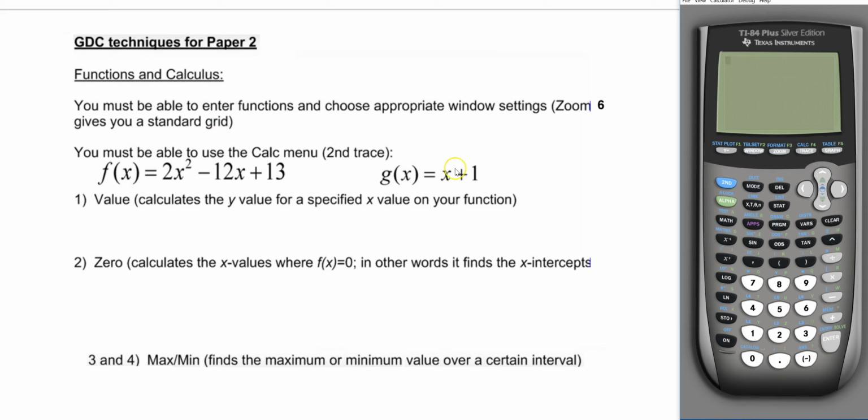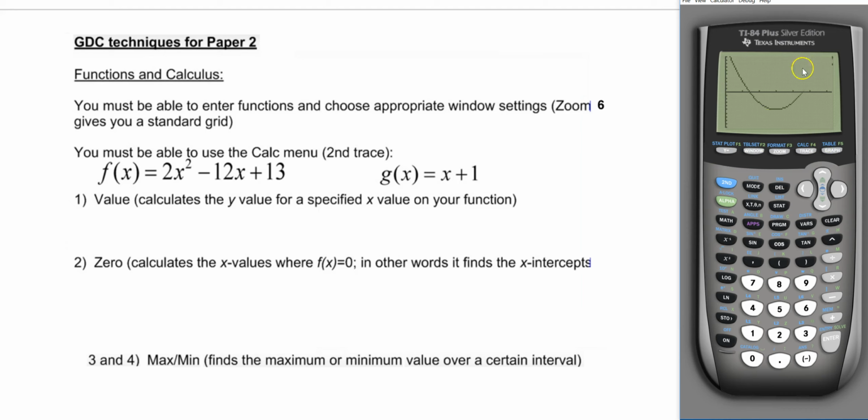So let's say I give you two functions like this, we have to find some things. So first, let's graph it. So I got to type it in, 2x squared. So I went ahead and typed them all in. Right, so here's f of x, here's g of x. We're going to specifically talk about how to use all the values under second trace, which is the calculate menu. So first I'm going to graph so I can see my graphs.